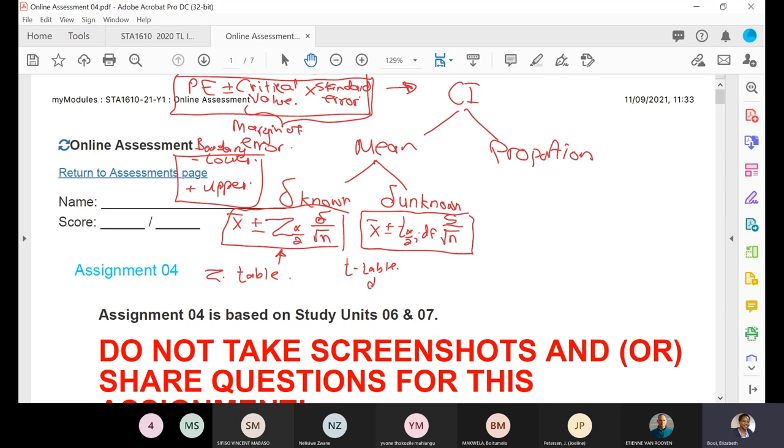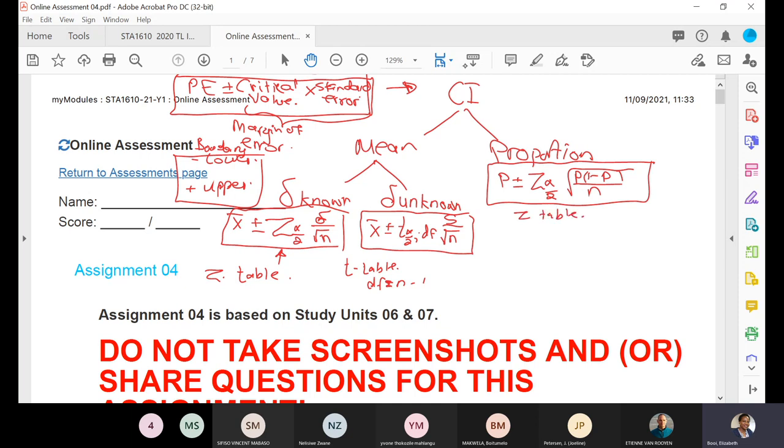And on the T table, our degrees of freedom is n minus 1. So it means the sample size minus 1. And then we go find the critical value. For the proportion, we use p, which is the point estimate for the proportion, plus or minus the critical value, Z alpha divided by 2. For the proportion we always use Z, times the standard error, which is the square root of your sample proportion, 1 minus the sample proportion, divided by n. And that will give you the confidence interval. And we use the Z table.